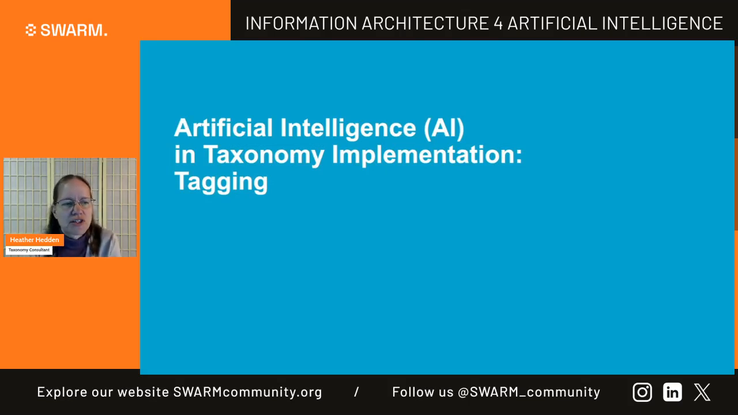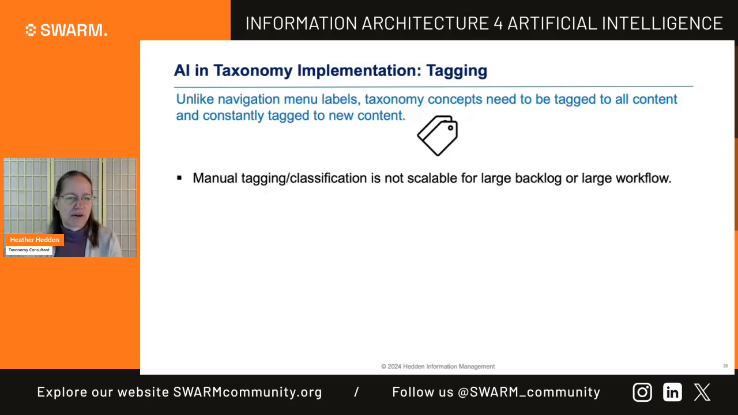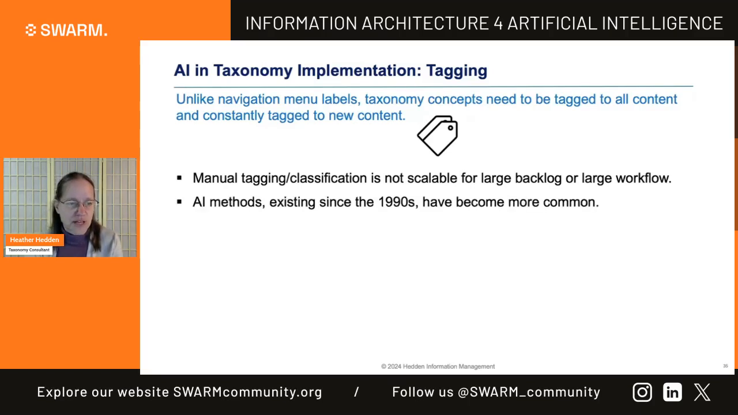So now, artificial intelligence in taxonomy implementation and tagging. And again, this is not new, but unlike navigation menu labels, taxonomy concepts need to be tagged to all the content and constantly tagged to new content. The idea is new content is being added and needs to be tagged, and maybe new terms come up as well. So there's manual tagging, but this is not scalable for a large backlog or a large workflow. And so we use AI methods that have been in existence for quite some time, but they've become more common as the amount of content has grown, and there's greater appreciation for taxonomies, and they're implemented more.